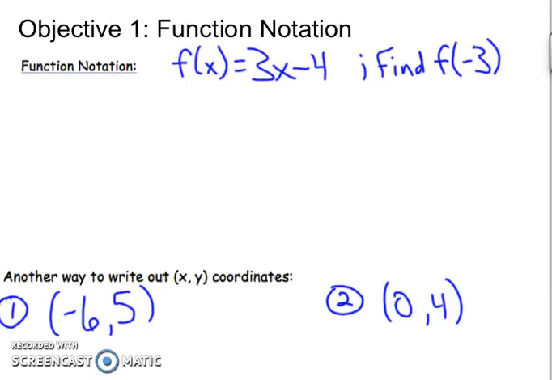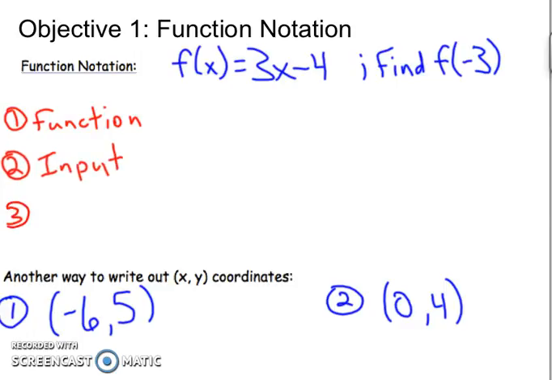The first piece that I care about is the actual function itself. So I'm going to write out function. The second piece I care about is called the input. And the third piece, maybe you've guessed it by now, is called the output. So, of the three pieces, if I was to look at f of x equals 3x minus 4, I need to know what the function is.